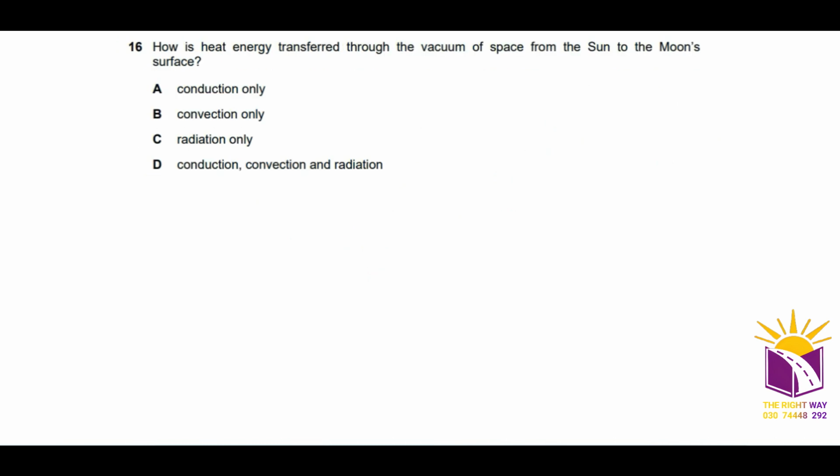Question 16. How is heat energy transferred through the vacuum of space from the sun to the moon surface? It could not be conduction. For the conduction, you have the molecules. In vacuum, there are no molecules. It could not be convection, because for the convection, you also need the movement of molecules from one place to the other place. It is radiation. Electromagnetic radiations move your heat energy from sun to the moon.